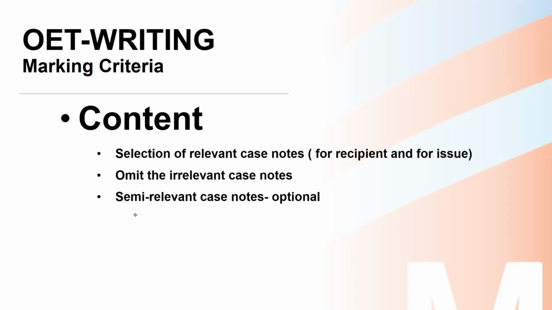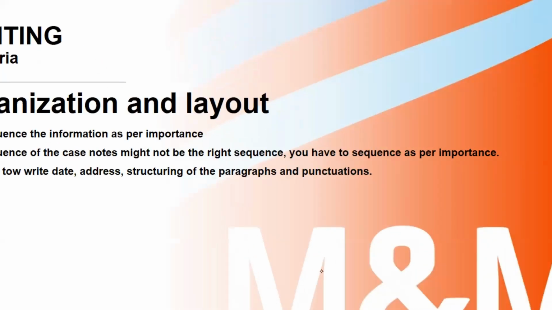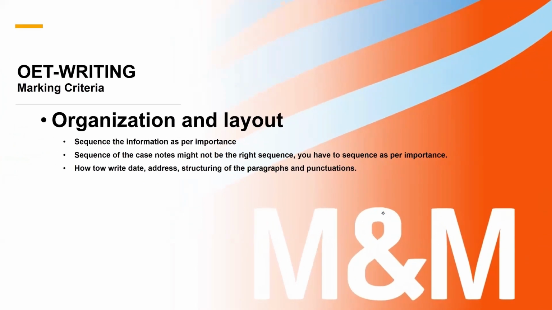So any minor mistake that we believe is minor does have a significant effect. If you miss something significant, a single point in the case notes, it could affect you badly, right? Even if it's a minor thing, it could affect you badly. So always be cautious when you select the relevant case notes, right? That is followed by the organization and layout.